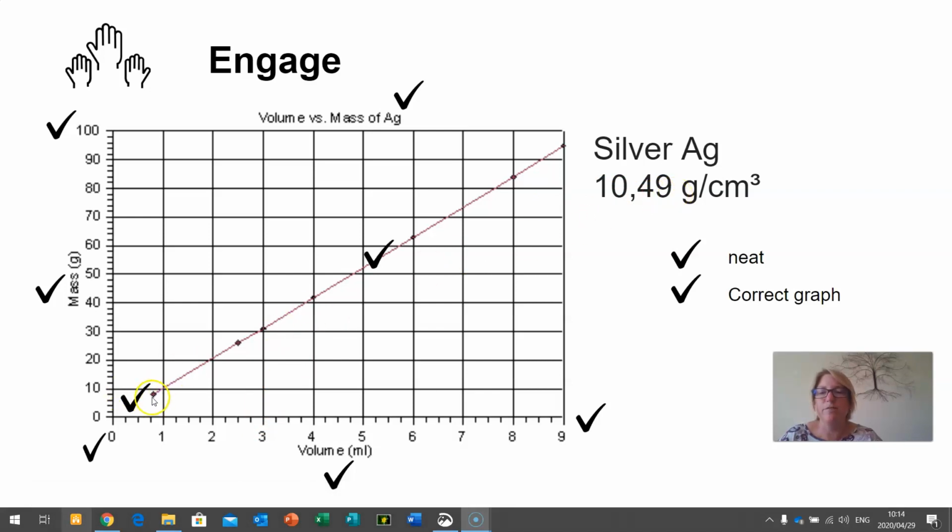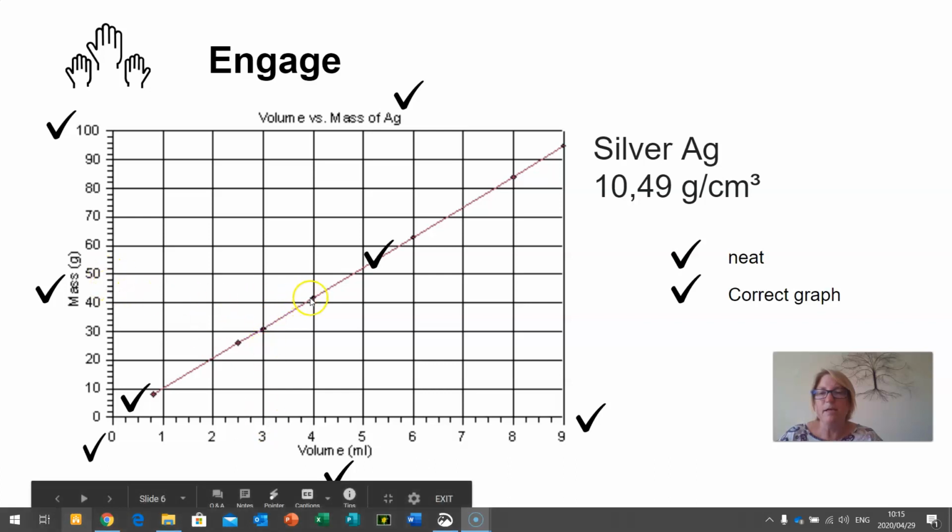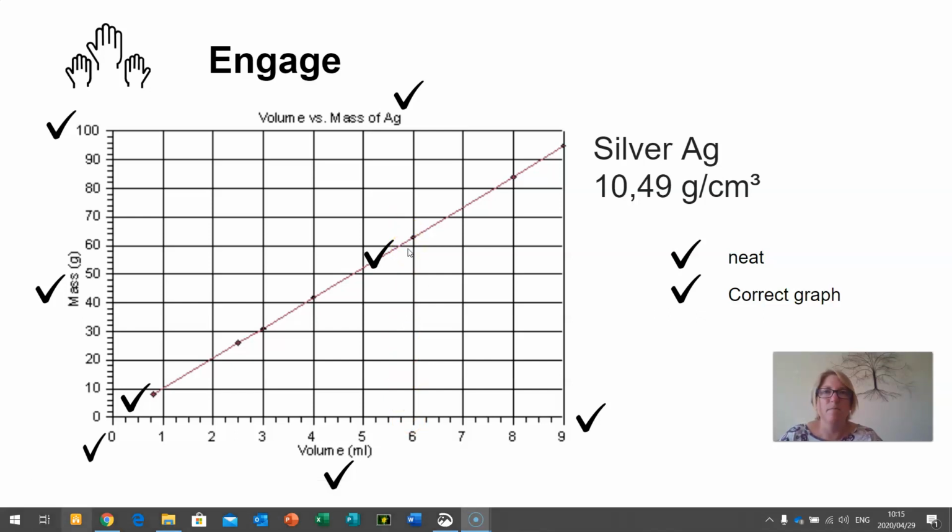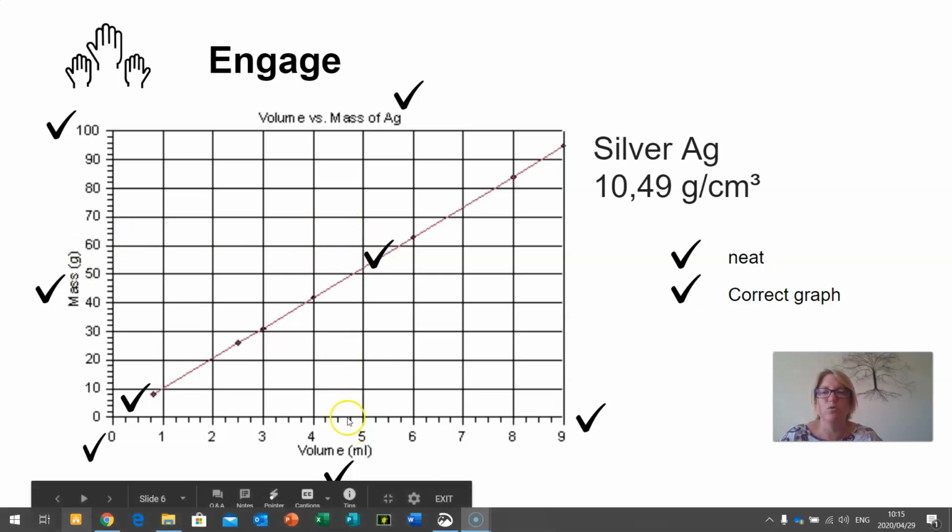And as you move through that, if you pick each of these plotting points and you divide mass by volume, mass by volume, mass by volume, you will find that you get the same value, which is 10.49. And that means that the gradient of this line is density. So according to this graph, it doesn't matter what mass you have, so long as there's a correct ratio and proportion between mass and volume, we will get density.